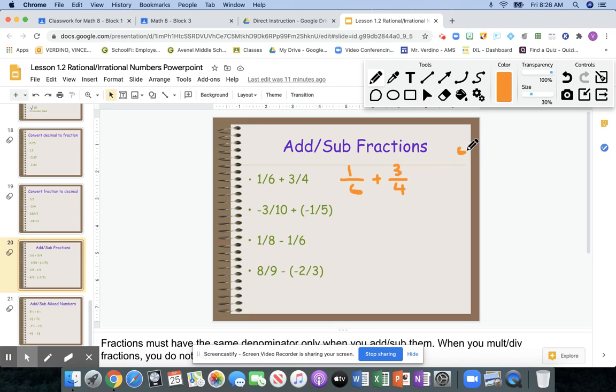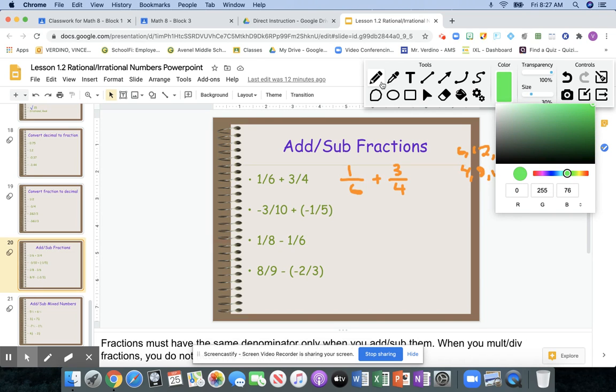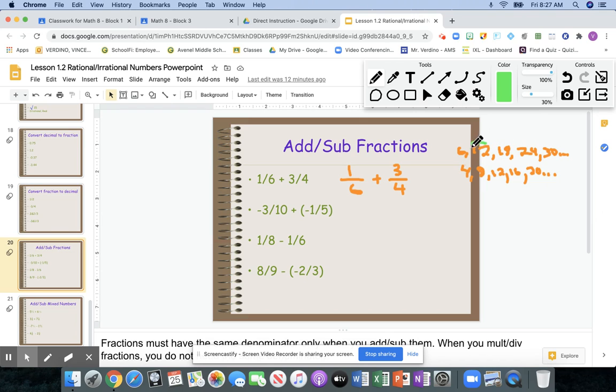So multiples of 6 are going to be 6, 12, 18, 24, so on and so forth, right? You could stop at 30. Multiples of 4 are going to be 4, 8, 12, 16, 20. Probably stop there. Now you want to find the lowest number that they both share. In this case, I'm going to change colors. The number they both share is going to be 12, right? And that's the lowest number that they both share. Okay? So let's convert this.